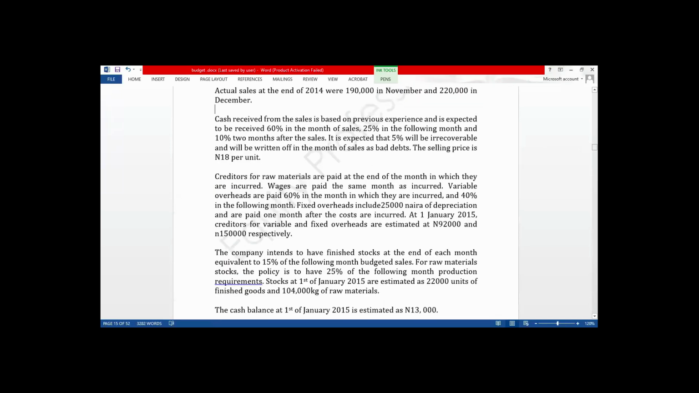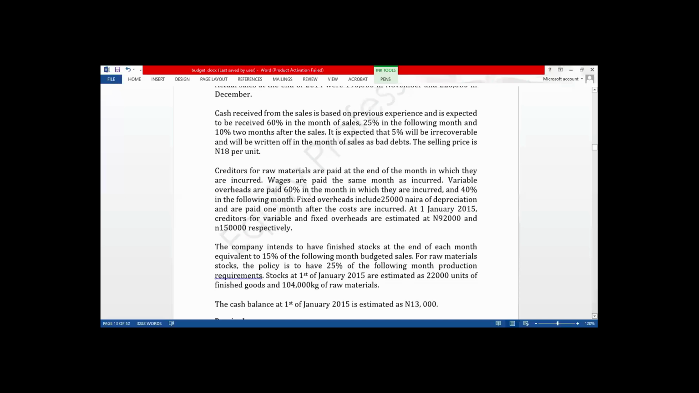Now look at the next paragraph. Creditors for raw materials are paid at the end of the month in which they are incurred. That means raw materials are paid the same month the raw material is purchased. We now go to it. Let's go to our raw material budget.